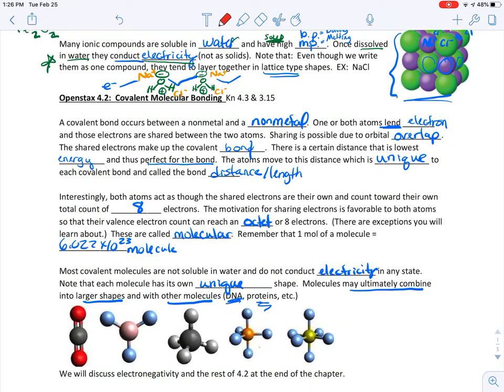So one or both atoms tend to lend electrons, and the electrons are shared, not transferred. So we don't have any positive or negatives. It's possible because of orbital overlap.